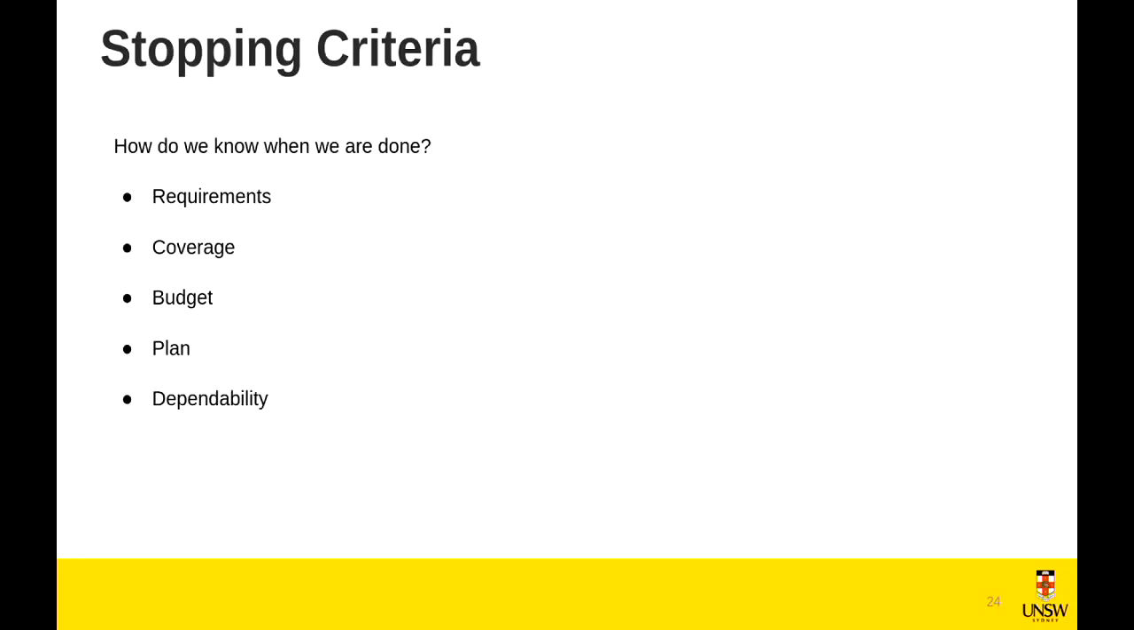for software development, in real software development scenarios, we need to come up with some stopping criteria for testing. This is about how we know that we are done with testing, right? So we need to come up with some metrics or criteria. And these are the things we can use as criteria here.